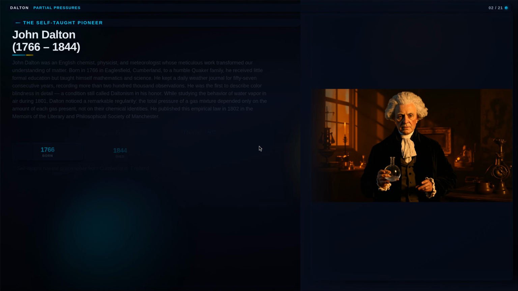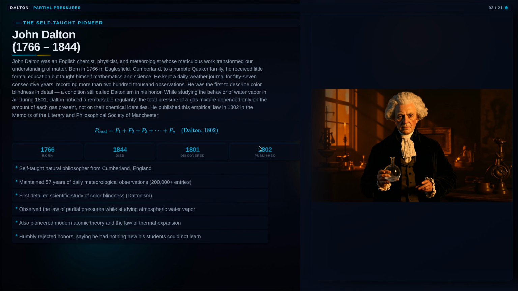Meet John Dalton, the self-taught English scientist who gave us this law. Born in 1766 in Eaglesfield, Cumberland, into a humble Quaker family, Dalton received little formal education but taught himself mathematics, meteorology, and chemistry. He kept a daily weather journal for 57 consecutive years, recording more than 200,000 individual observations. He was the first to describe color blindness in detail, a condition still called Daltonism in his honor.